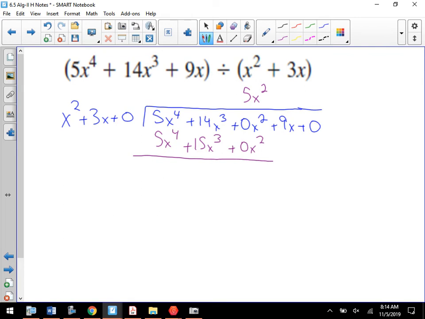Okay? You subtract each piece. 5x to the 4th minus 5x to the 4th is gone. 14x cubed minus 15x cubed gives you negative 1x cubed. So it's negative 1x cubed, 0x squared, and a 9x. Keeping my placeholders. What do you multiply x squared by to turn it into negative x cubed? What do you mean?